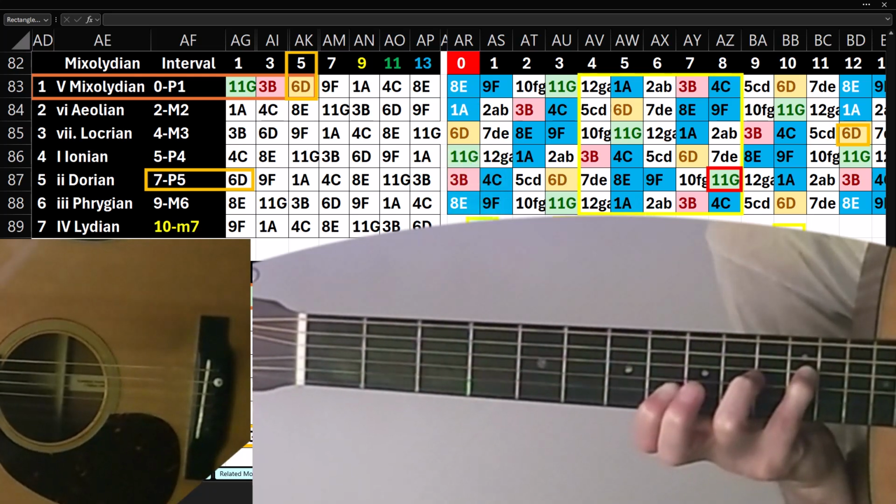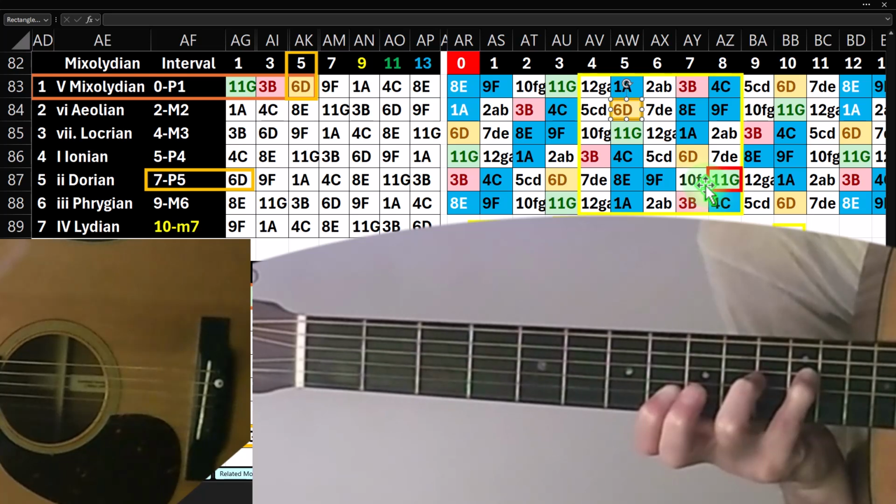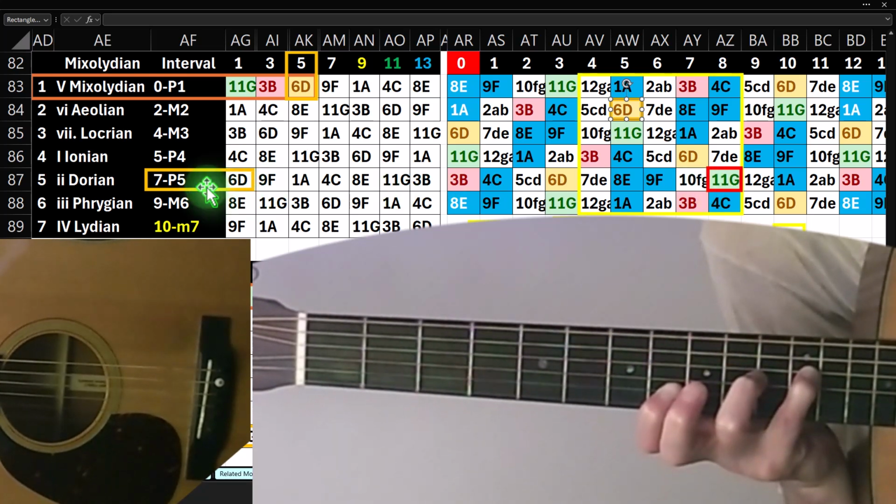Okay, let's go up another one and say we go up to here. So now I'm going to go above this G, looking for a 7th note away perfect 5th.